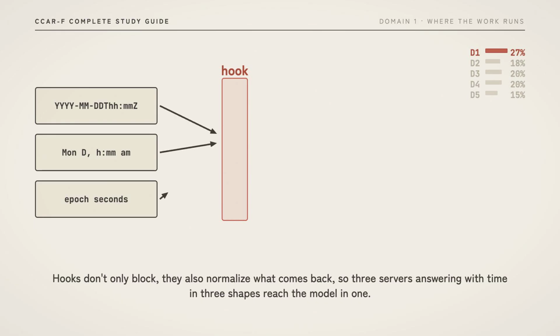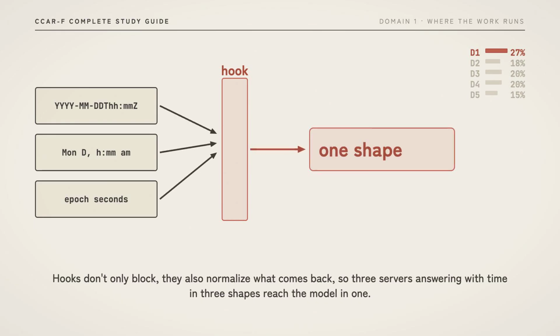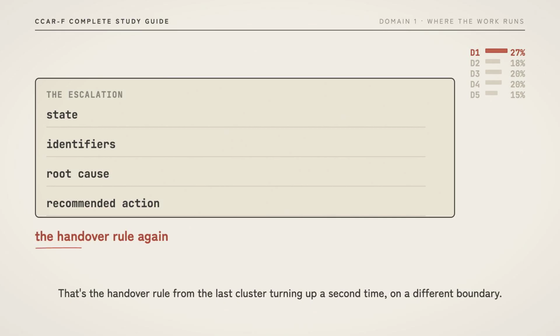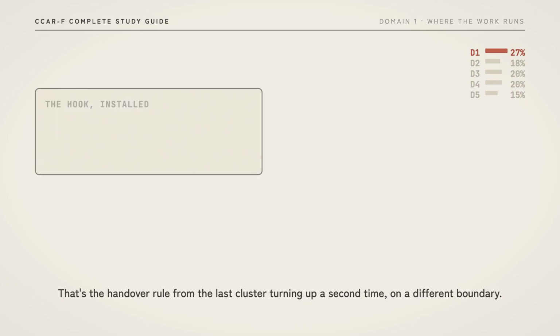Hooks don't only block, they also normalize what comes back. So three servers answering with time in three shapes reach the model in one. The handoff carries the state, the identifiers, the root cause and the recommended action, or the next step starts blind. That's the handover rule from the last cluster turning up a second time on a different boundary.